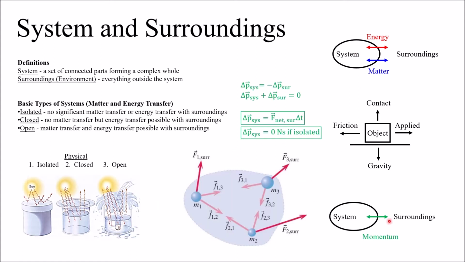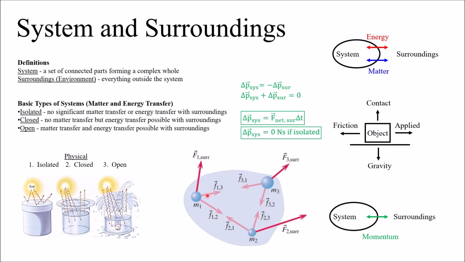Today we're really talking about momentum and how momentum can change. If the momentum changes in a system, it must have gone to the surroundings and vice versa. So the change of momentum of the system is equal to the negative change of momentum of the surroundings. In other words, you add them together and you get 0.